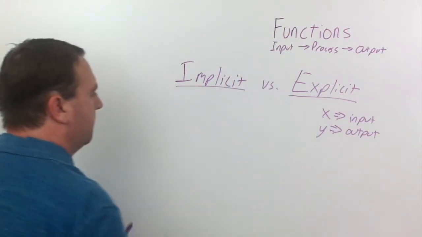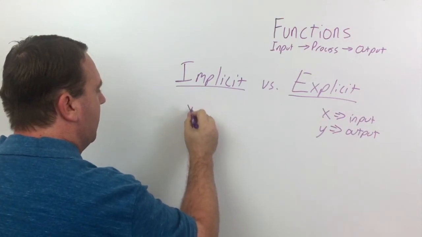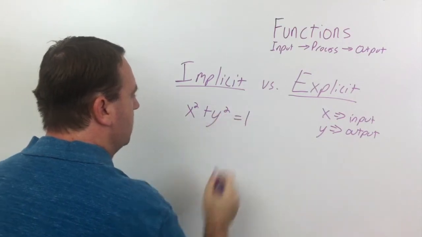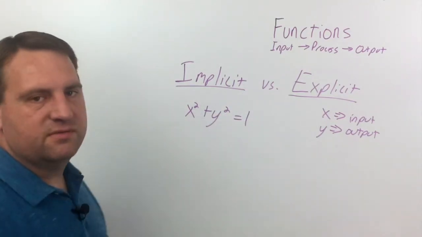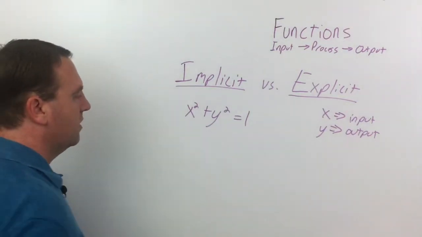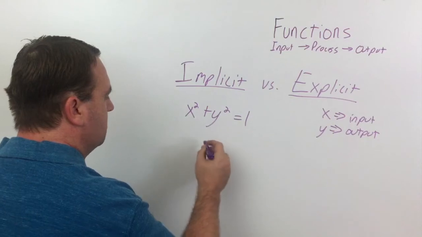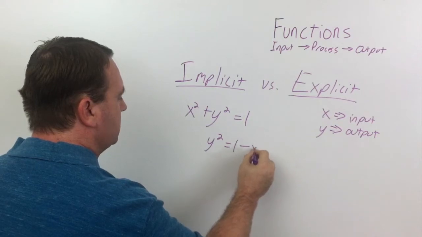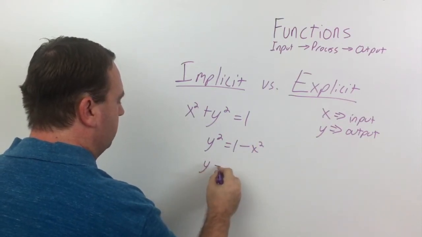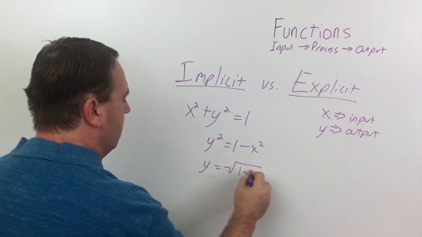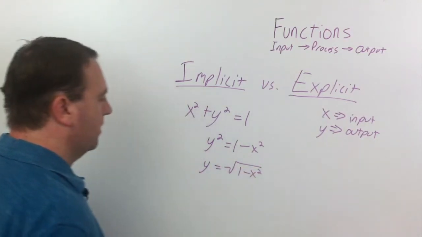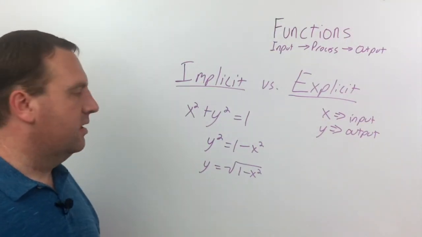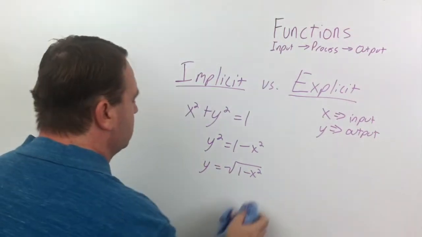For example, if you imagine x squared plus y squared equals 1. This is an implicit function, and to solve it, you actually have to do quite a bit of messing around. We can say y squared equals 1 minus x squared, and then y equals the square root of 1 minus x squared. Okay, but they can actually be so complicated that you can't solve in an explicit fashion for the function.